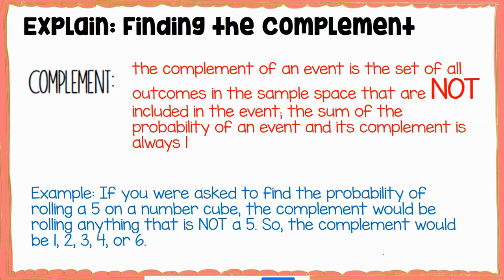So an example of this would be if you were asked to find the probability of rolling a 5 on a number cube. The complement of rolling a 5 is not rolling a 5. So that would be everything that is not a 5, which is 1, 2, 3, 4, or 6.